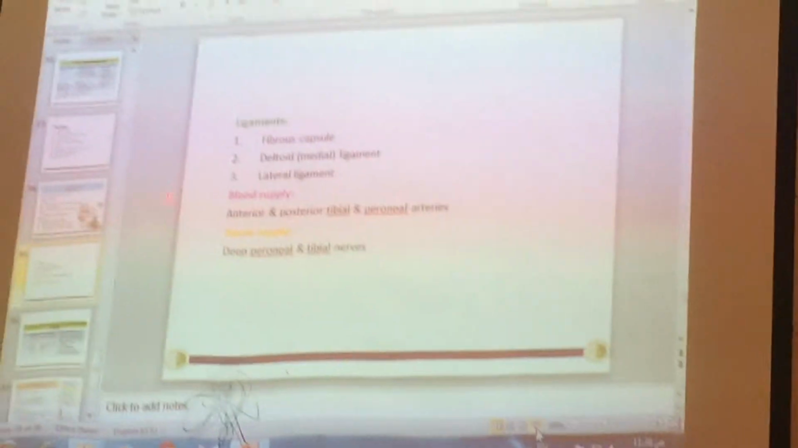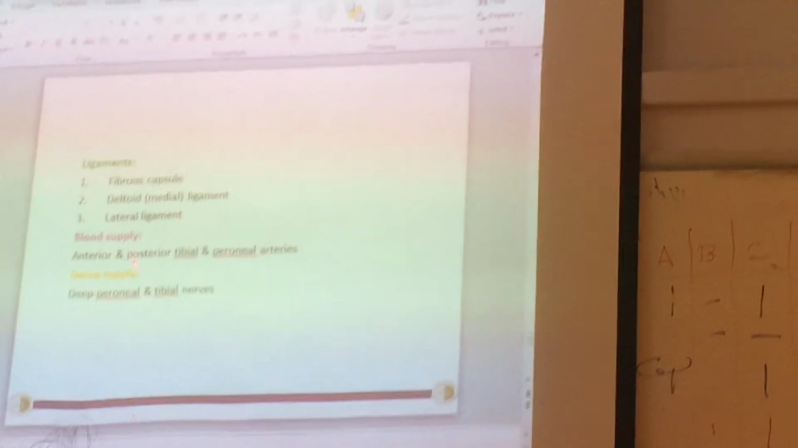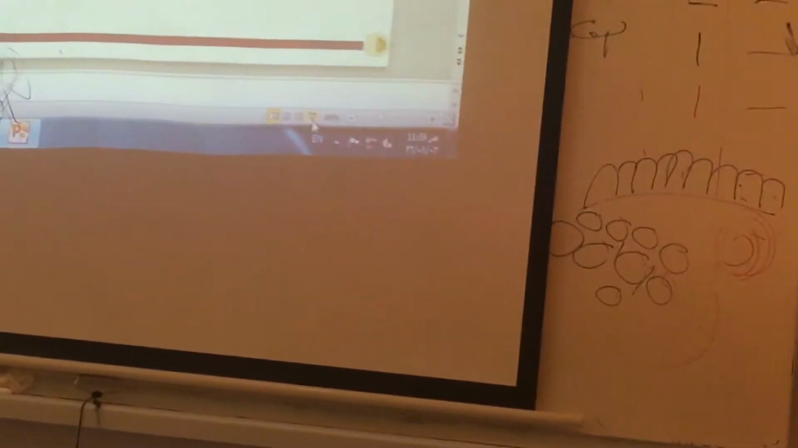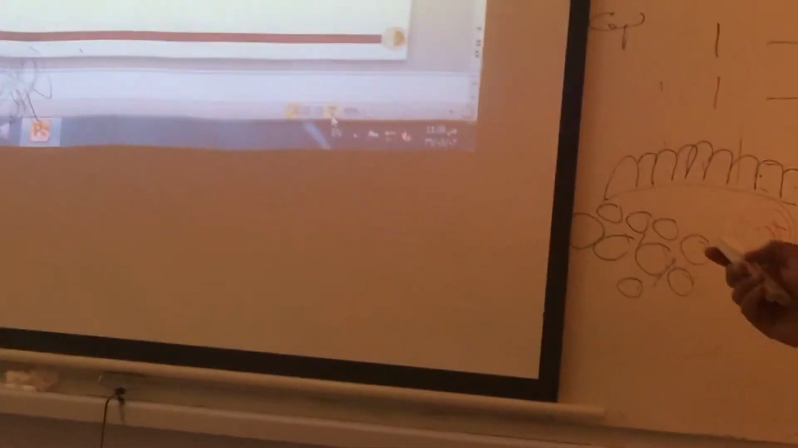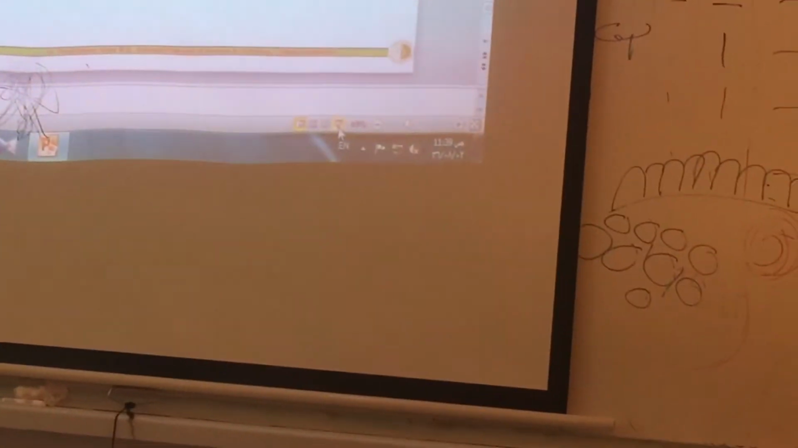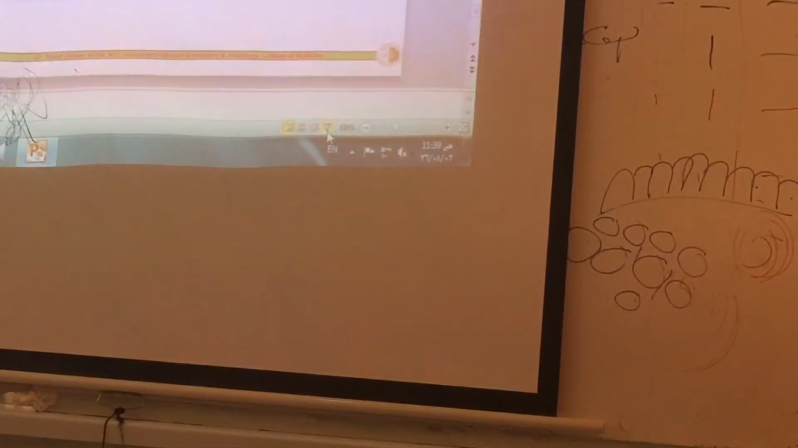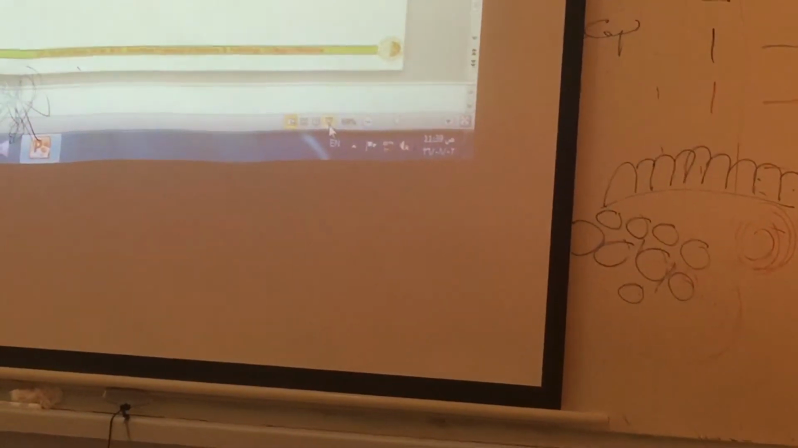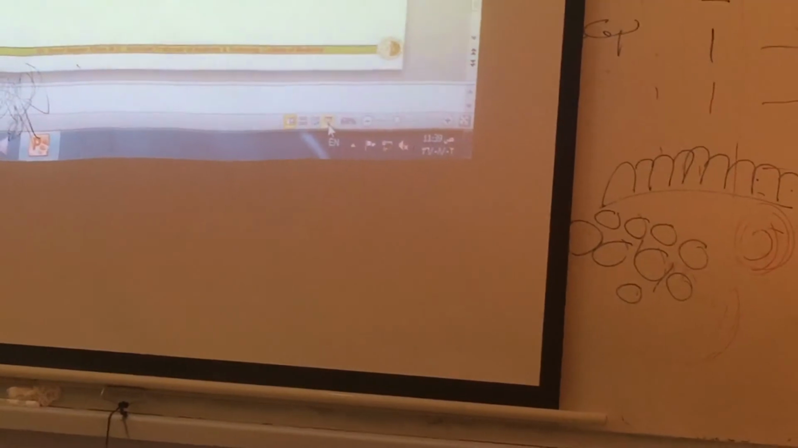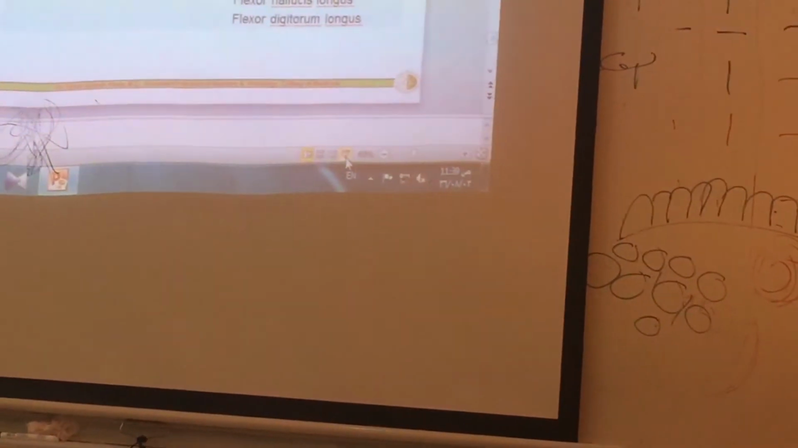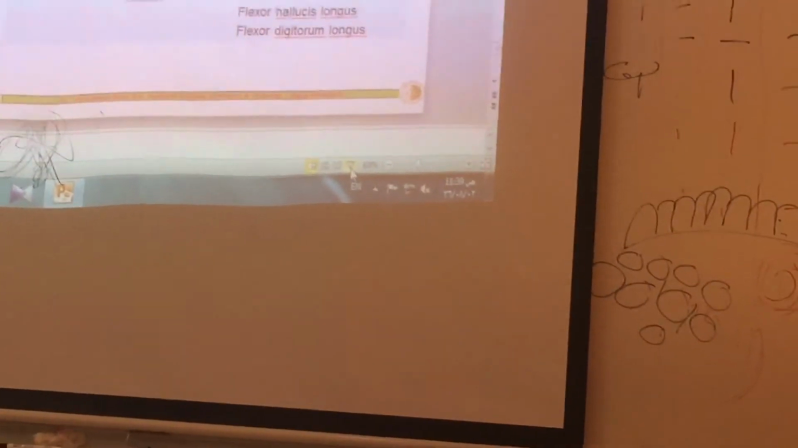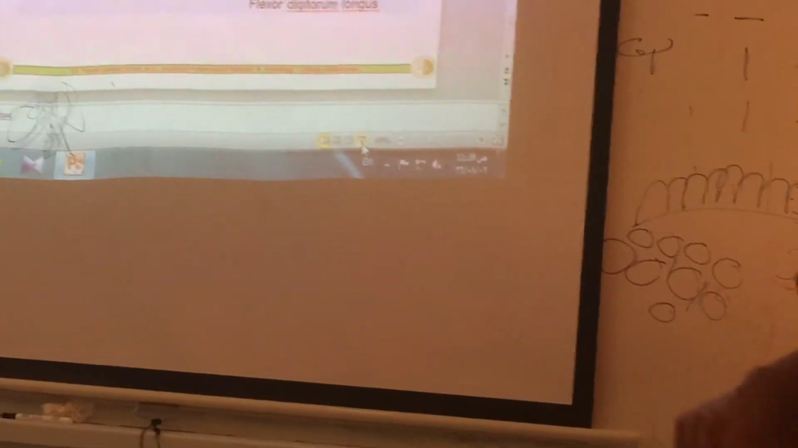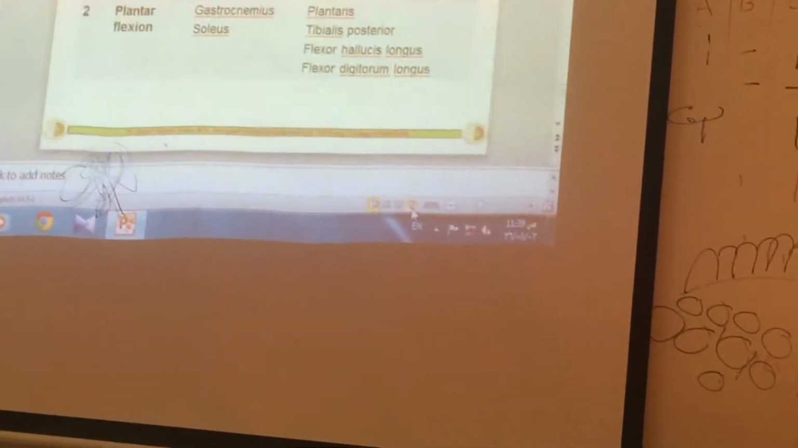Along with that, the blood supply is mainly by the anterior tibial, posterior tibial as well as the peroneal arteries. The nerve supply is by the deep peroneal and the tibial nerves. The movements are dorsiflexion and plantar flexion: plantar flexion like this, dorsiflexion on the other side. The plantar flexion is done by the muscles of the posterior compartment of the leg, and the dorsiflexion is done by the anterior muscles of the leg. If you know the muscles, then you can name them.